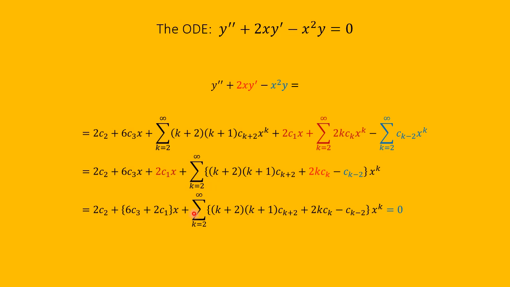The sum k equals 2 to infinity of (k plus 2) times (k plus 1) times c sub k plus 2 x to the k, plus 2k c sub k x to the k, minus c sub k minus 2 x to the k. All of this is summed from k equals 2 to infinity. Now we can simplify this one more step.